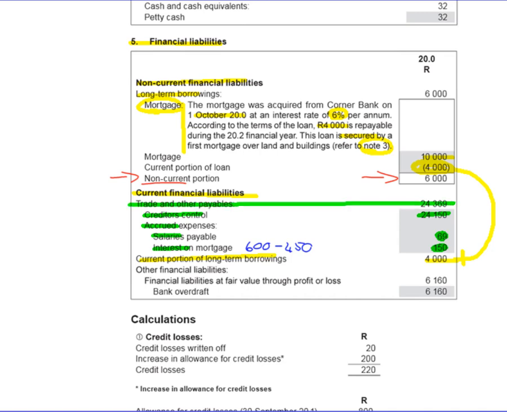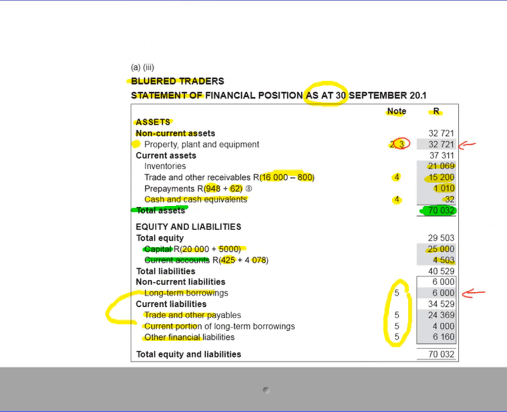The current portion of the long-term borrowings, we took the 4,000, as said earlier, out of the non-current and put it into the current. The last thing here was the financial liabilities at fair value through profit and loss, the bank overdraft of 6,160. Remember, bank overdrafts are still a financial liability. So we can go and check that all of those are in there. Trade and other payables, 24,219. Current portion of the long-term borrowings, 4,000. And the other financial liabilities, 6,160. Please, all reference to note number 5.